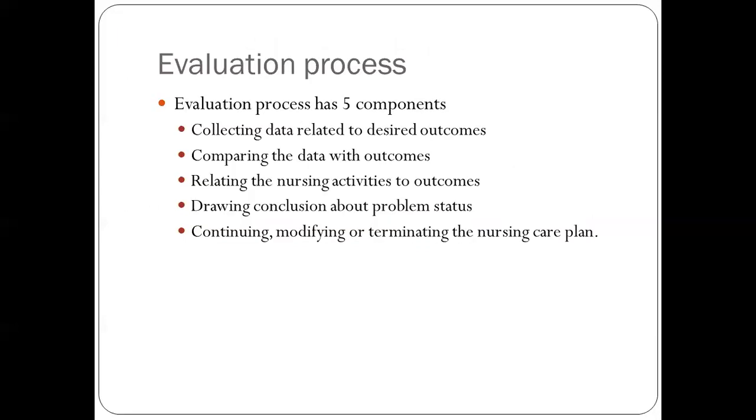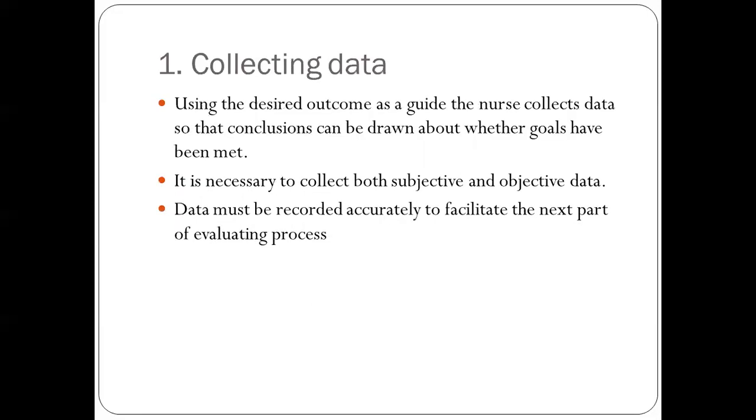So evaluation also has 5 steps in the process: collecting the data and relating it to the desired outcome, comparing the data, relating the nursing activities to the outcome, drawing conclusions about the problem status, and continuing, modifying or terminating the nursing care plan. So these are the 5 components of the evaluation process. Let's see in detail.